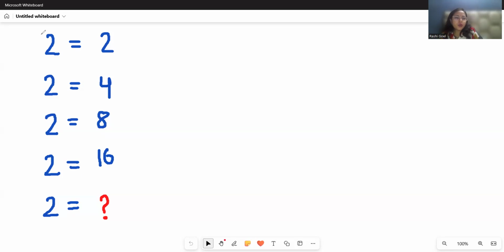So we have given 2 = 2, 2 = 4, 2 = 8, 2 = 16, then 2 = what? So can you find the number that fills this logical sequence?